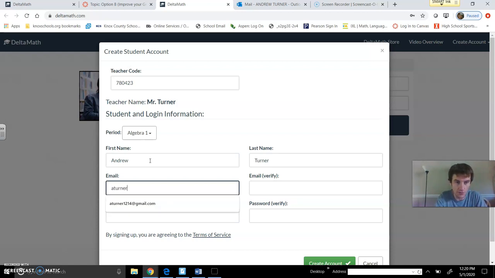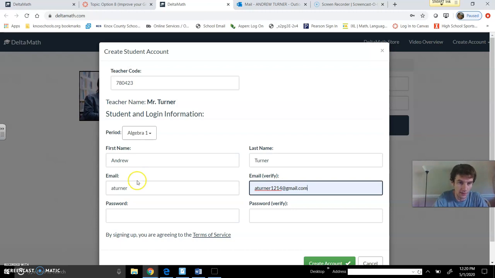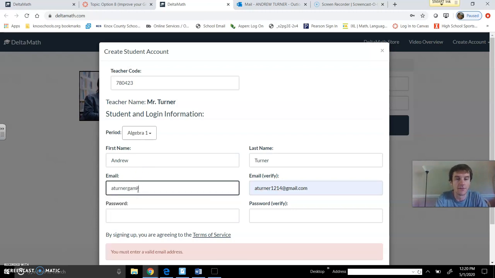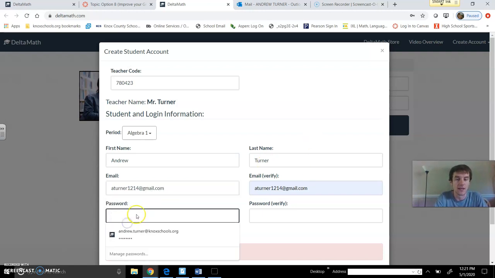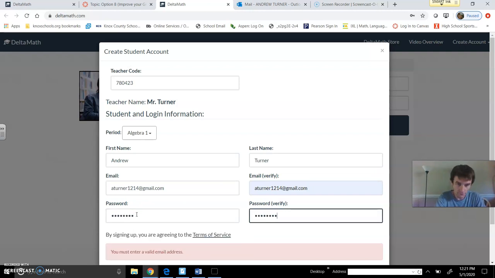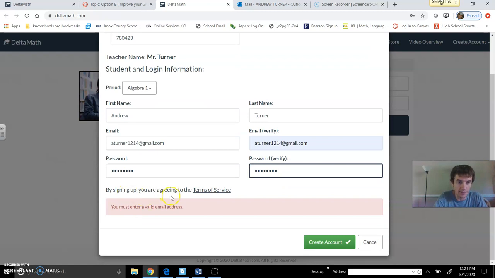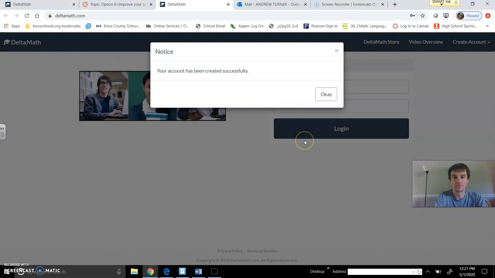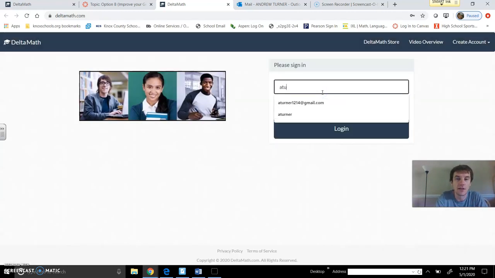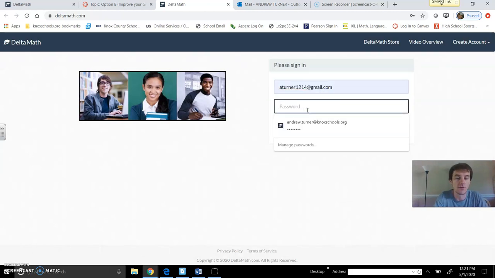And so I'm going to use just a personal Gmail account that I have set up for this, because I may have to verify my email, and I'm just going to make up a password here, and I am going to make sure that everything looks good, and I'm going to create my account. So it says your account's been created successfully, and now I'm going to use that information here to sign in for the first time.